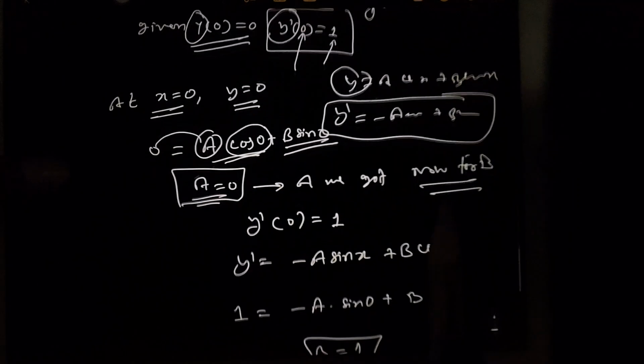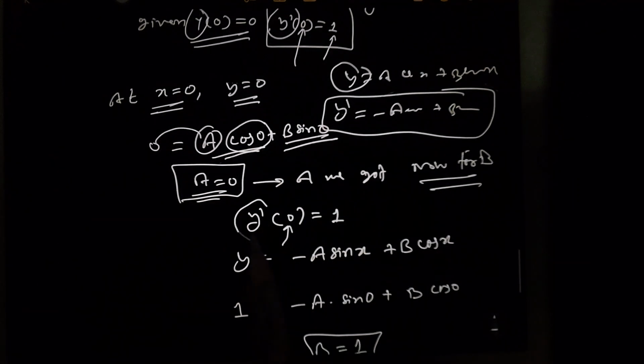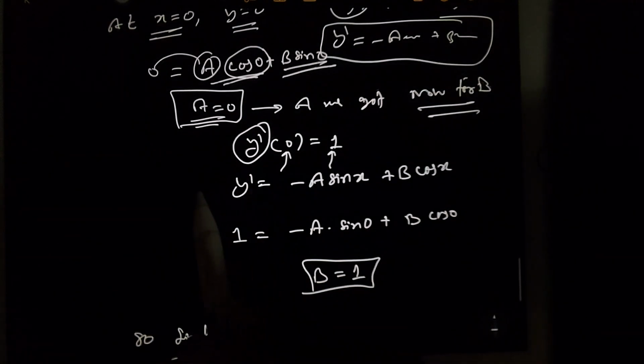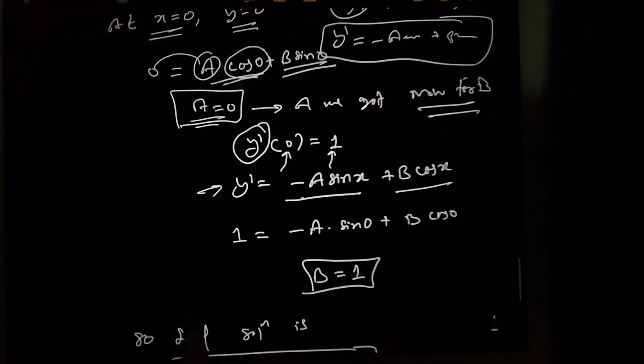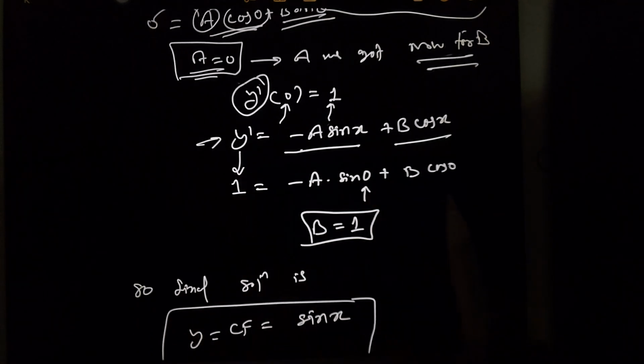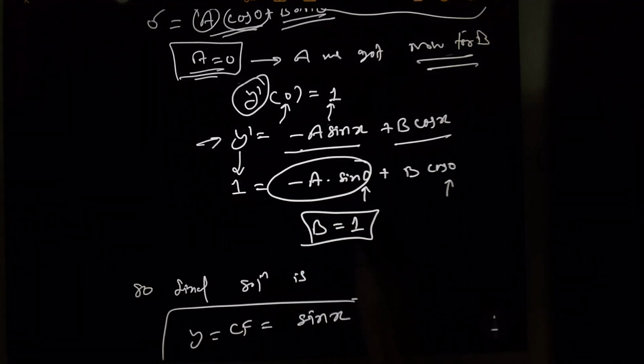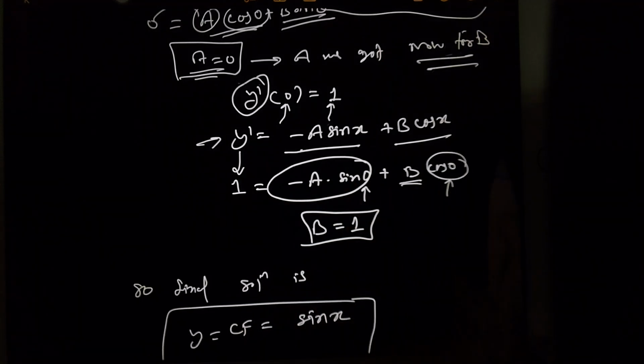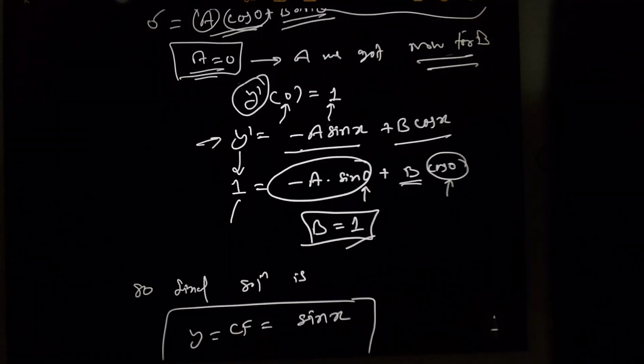Now in this y prime equation, substitute x equal to 0, then y prime will become 1. So the y prime equation is minus a sin x plus b cos x. Now substitute y prime is equal to 1 for x is equal to 0. Done. So this term became 0, and because cos 0 is 1, b is equal to 1.